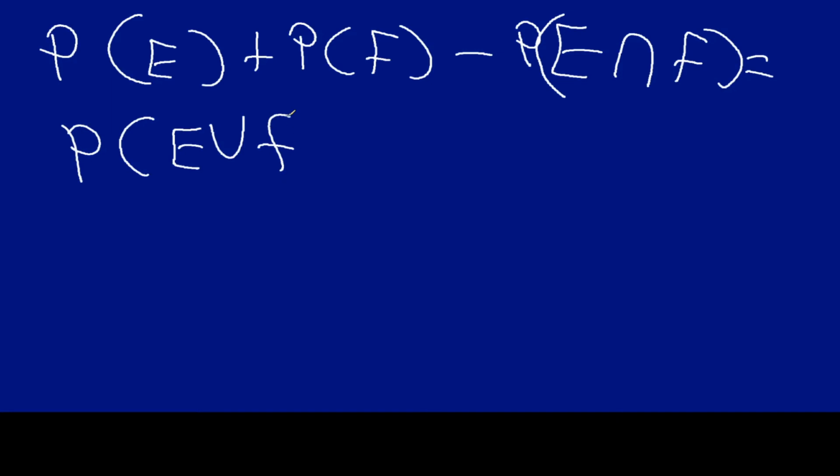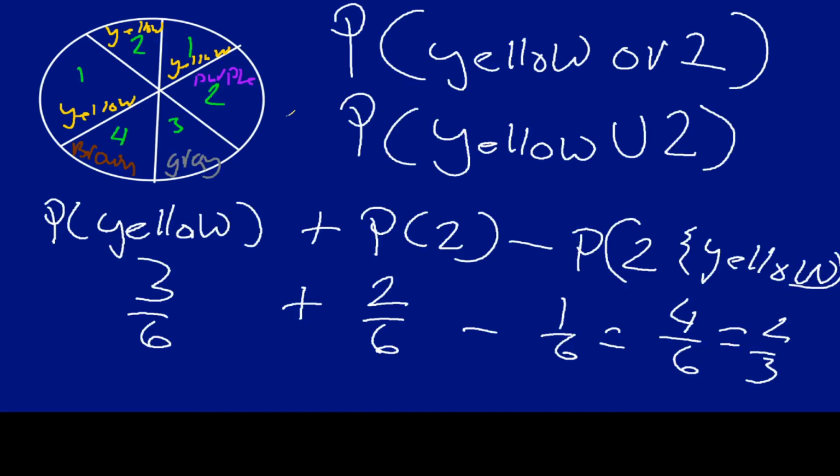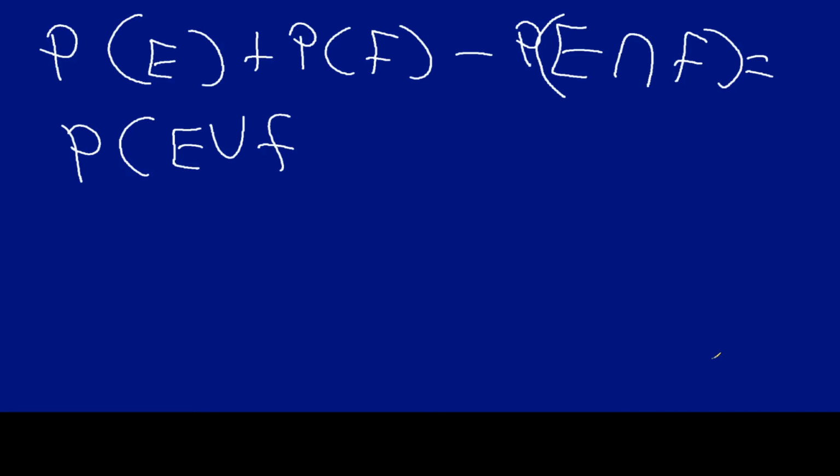So that's what we did. On the previous slide, we found the probability of getting a yellow, that's right here. And we found the probability of getting a 2, that's right here. And we subtract the probability of getting the intersection of a yellow and a 2. And when we did that, we got the probability of the union of yellow and 2. You can see this is just basic math that we're doing here, but it's being applied in the context of probability. So with this knowledge, let's do one more example.